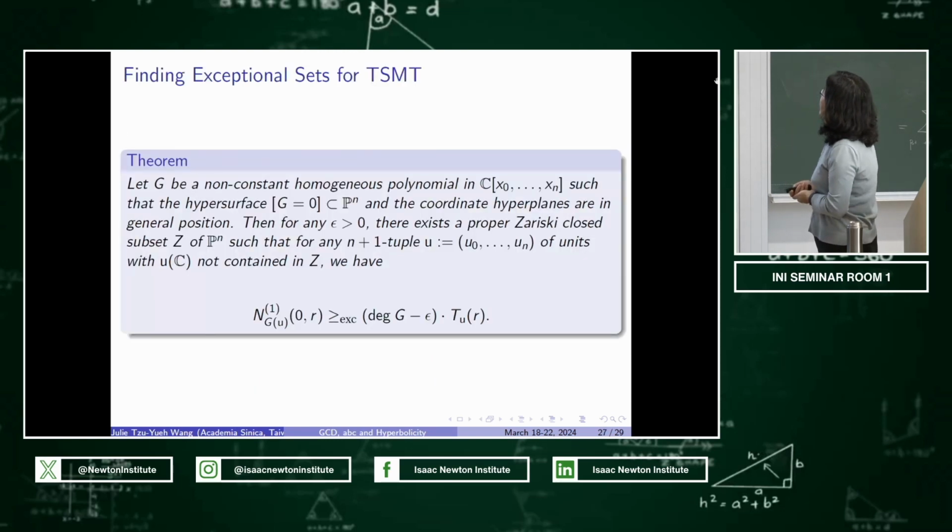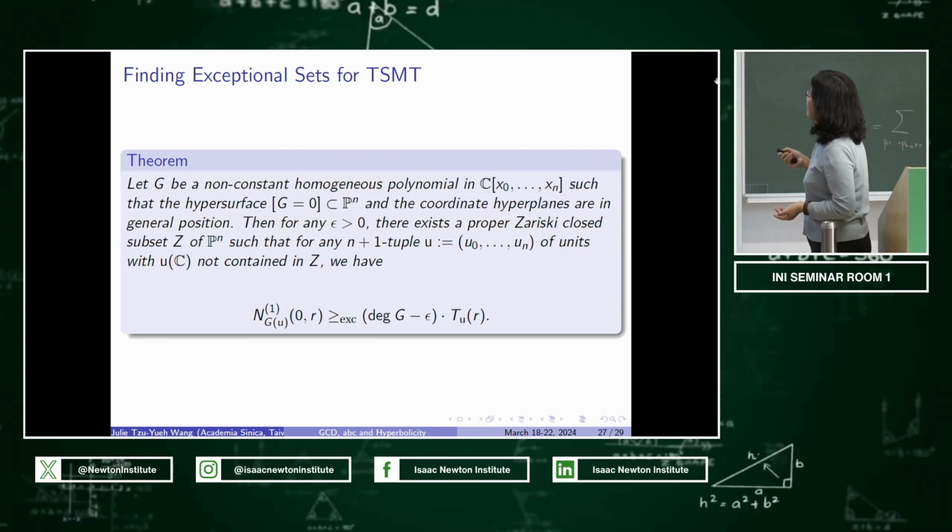So let me just state what we prove for the complex case. If you have a homogeneous polynomial G in general position with the coordinate hyperplanes, and if you have a tuple of units, then you find a Zariski closed set such that if the image is not contained in the proper Zariski closed subset, then you have a truncated second main theorem.